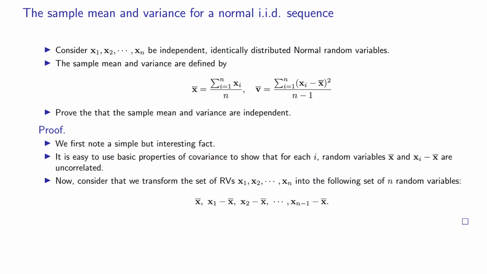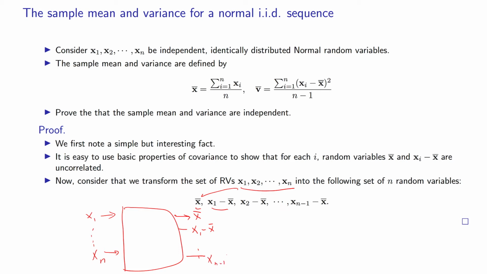Now consider that you have n random variables, and I convert these n random variables to a new set. I have x1, ..., xn, and I put a transformation here. The first one is x bar. The second one is the difference x1 minus x bar, etc. And the last one is x(n-1) minus x bar. So these are the deviations of your random variables.